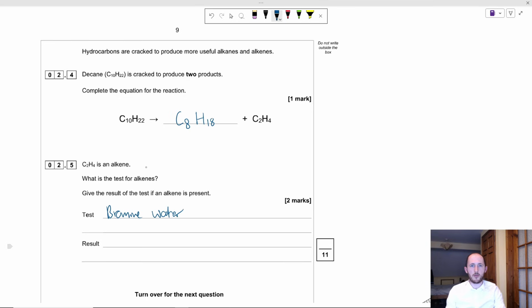Bromine is normally brown or orange, so when it reacts it turns colourless. So you can say it goes from brown to colourless, or you can just say it turns colourless. Either one's completely fine. Both those are fine. Also, if you say orange, that's also completely accepted, of course. It's the same. Brown and orange are basically the same thing, don't worry about it.